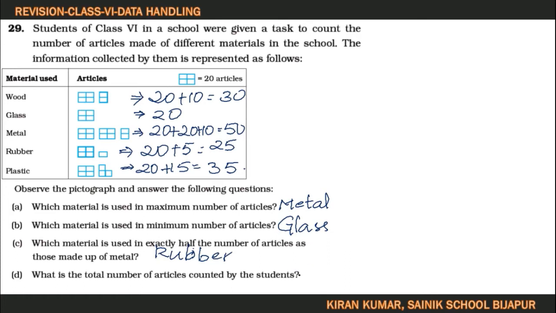What is the total number of articles counted by the students? Here we need to add this 30 with 20 plus 50 plus 25 plus 35. Add them up. The sum is 160.